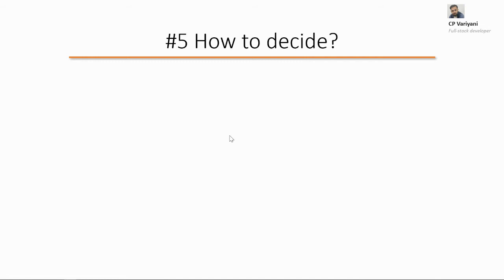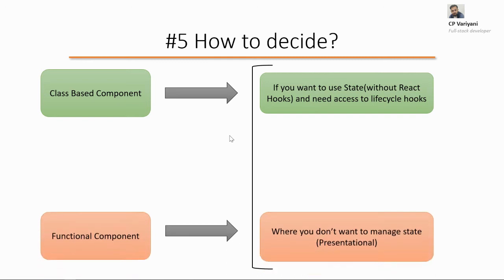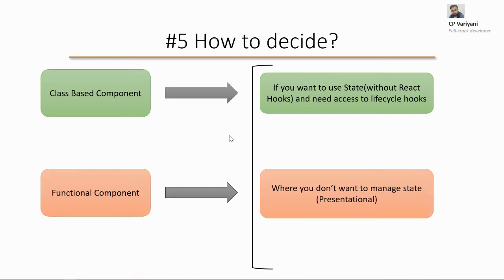Next is how to decide which component you should create. The first point is if you want to use state without React hooks. In the functional component, you have to make use of the useState React hook in order to manage the state. If you do not want to go with that React hook, then simply go for the class-based component. Also, if lifecycle hooks are mandatory for you in certain scenarios, then we would definitely go for the class-based component. Otherwise, we will always go with the functional component.